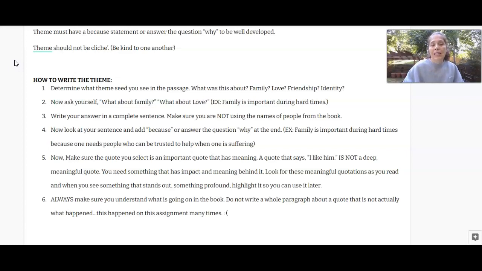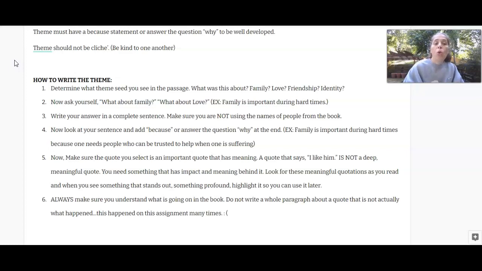Now I have to look at that sentence and add the because or answer the question why at the end. So, okay, so what? Family is important during hard times. Why is family important during hard times? Well, family is important during hard times because one needs people who can be trusted to help when one is suffering. Okay, so that's why. Because I might need somebody to help me if I'm struggling. And family is usually somebody who's trusted, so this is a better way to develop this theme.